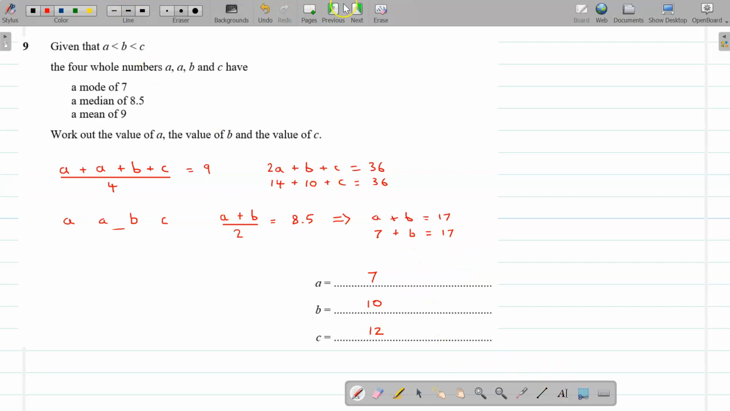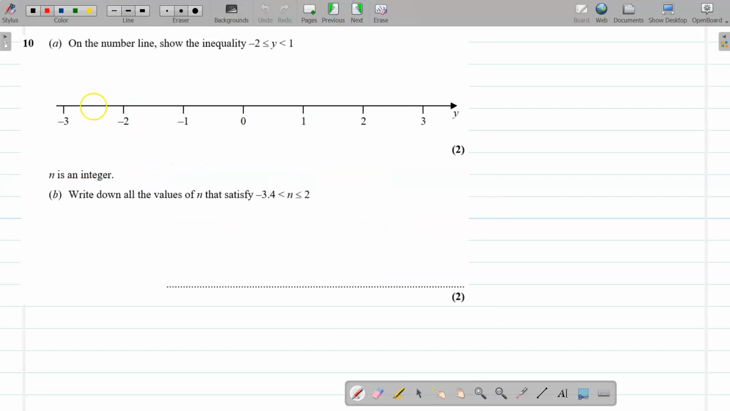Okay, next question. Number 10, on the number line, show this inequality. Right, minus 2 is less than and including y. So basically I have to fill in that blob. 1 is up to but not including 1, so it's an open circle like that, and I just join them with a straight horizontal line.